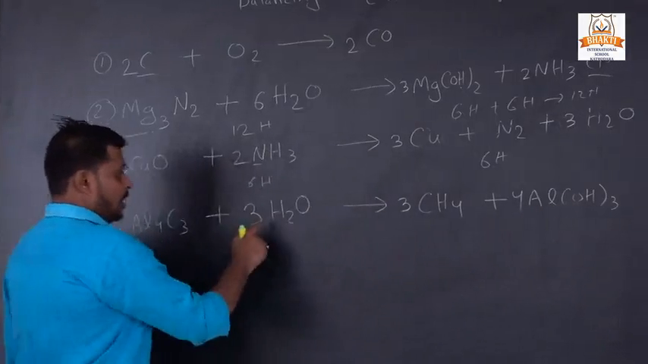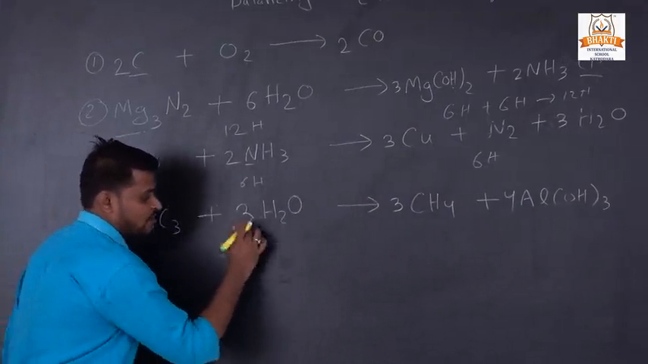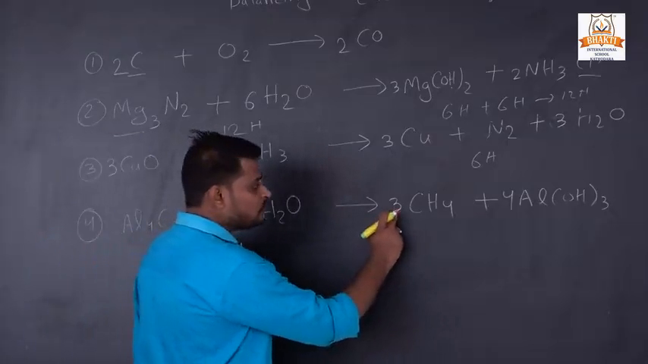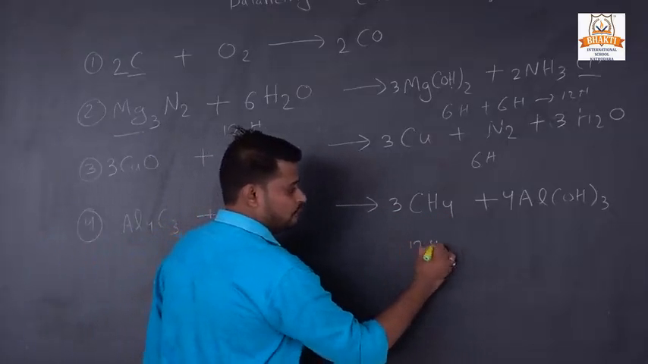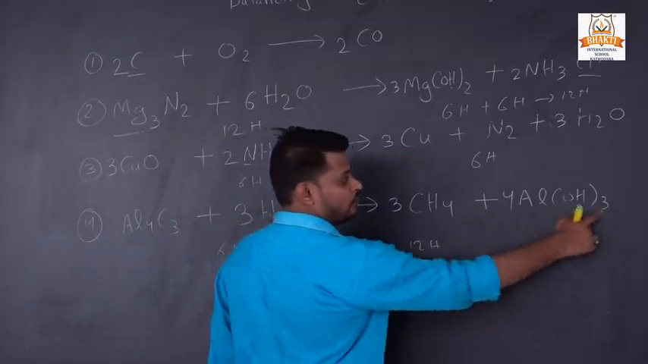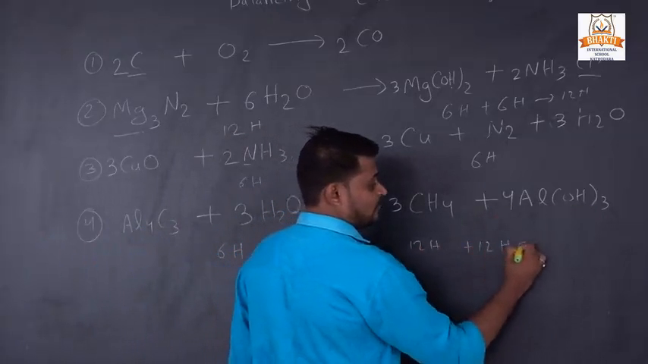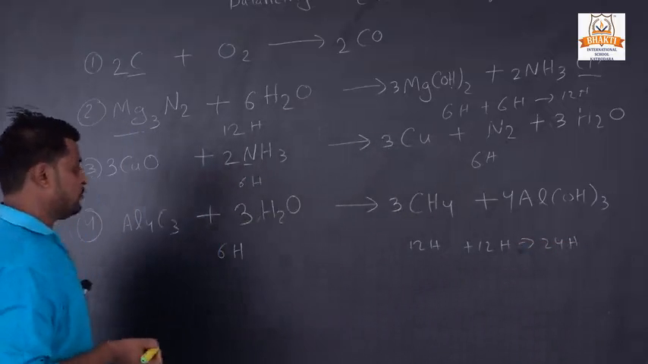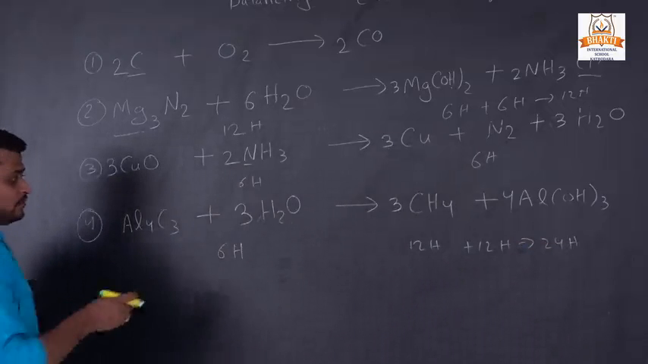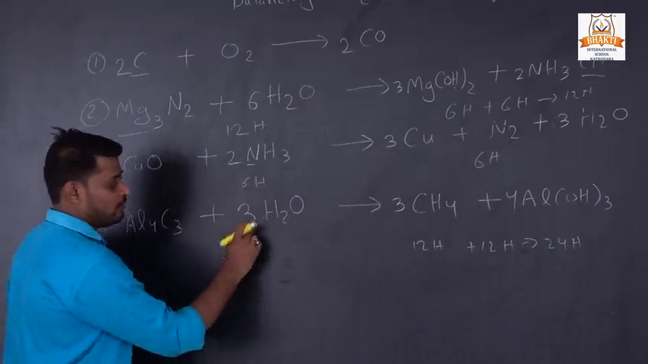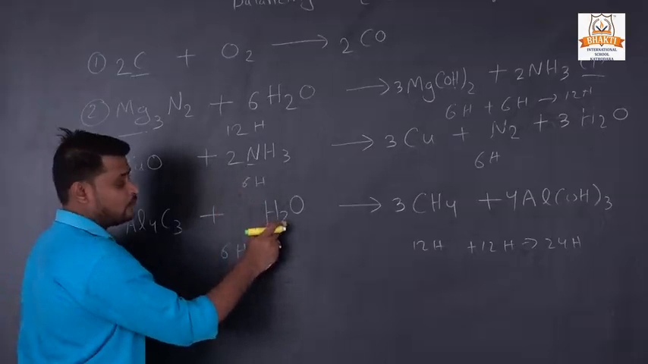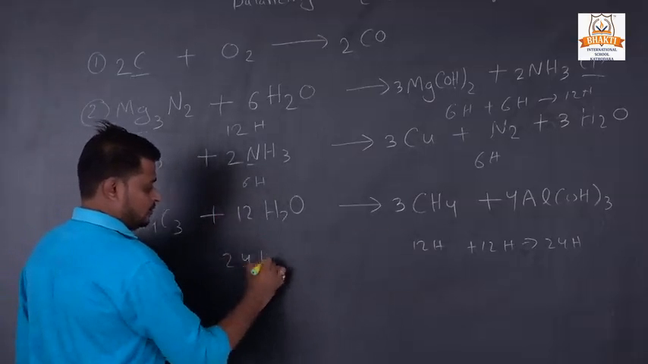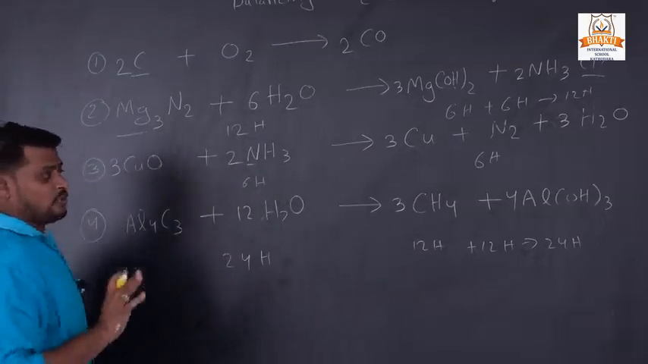Now hydrogen, here hydrogen is 3 times 2, 6, but here hydrogen 3, 4, 12, and here 4, 3 is 12, means total 24 hydrogen. So we have to multiply hydrogen with 24 here. So we have to multiply here 2, then 12, 12 times 2 is 24 hydrogen. So the whole equation was changed.